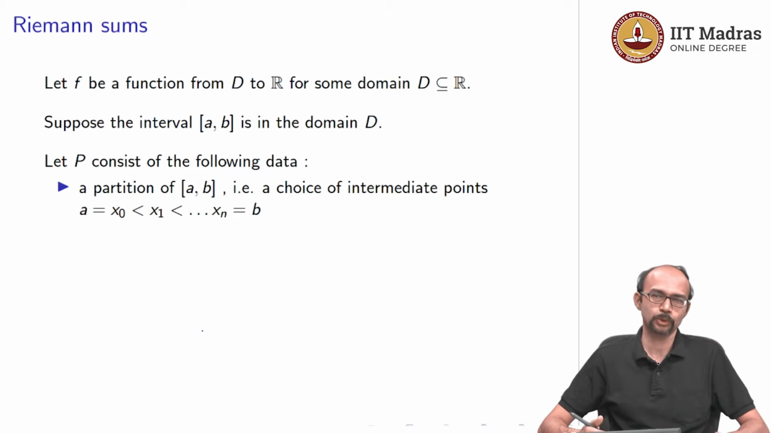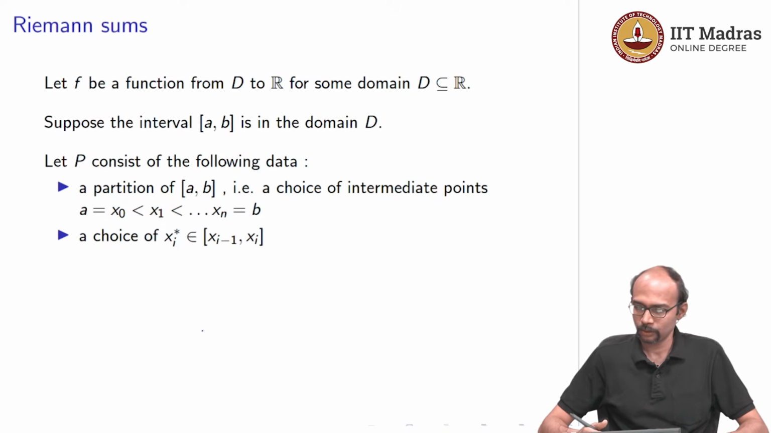You could choose your partition so that it's uniform, meaning the distance between x0 and x1 is the same as x1 and x2, x2 and x3, and so on. Or you may choose an arbitrary partition. Along with this partition, you also want to choose, for each small interval contained in the partition, x_{i-1} to x_i, some number x_i star from that interval. Okay, this is the data P.